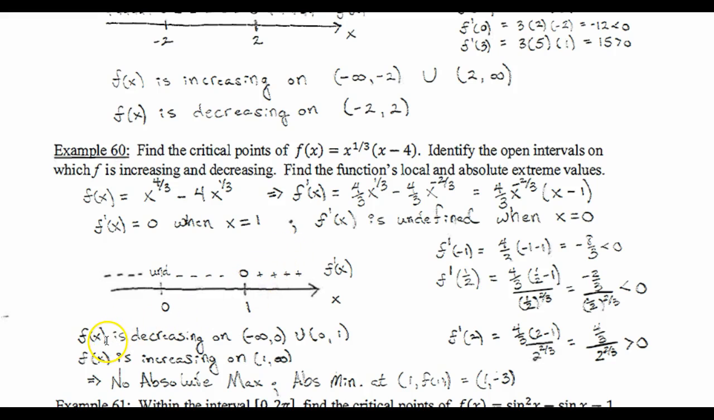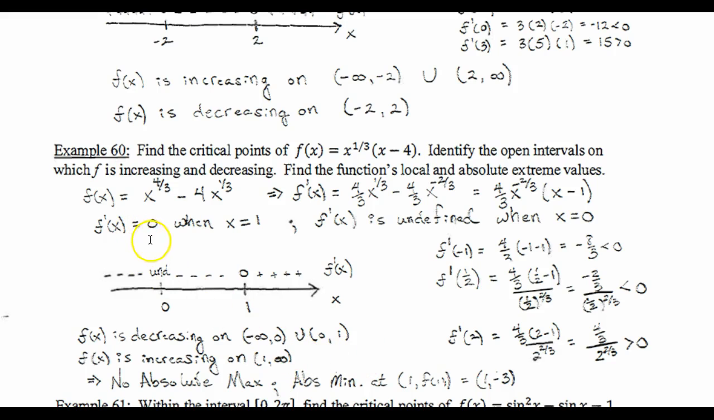So what's f of x? It's decreasing on minus infinity to 0. Notice I don't include 0 because there the derivative is undefined, so I can't say it's decreasing there. And then from 0 to 1 also. So minus infinity to 0 and also 0 to 1. F of x is increasing from 1 to infinity. Remember, these are always open intervals.